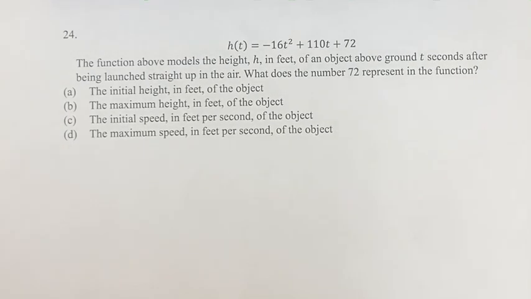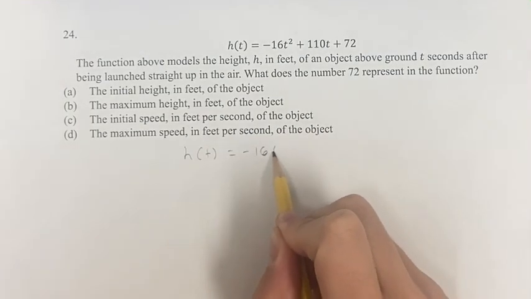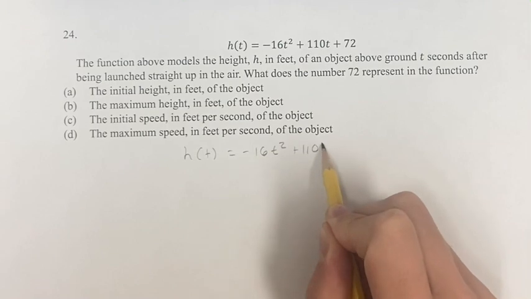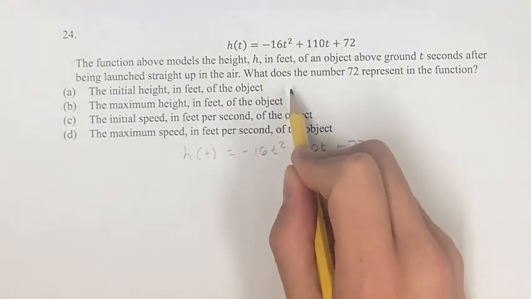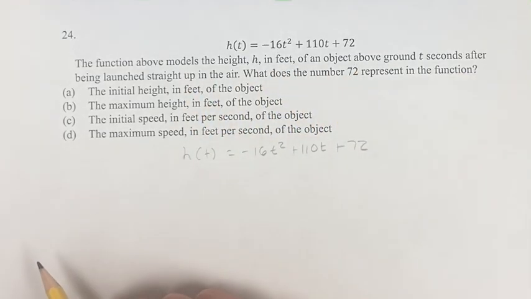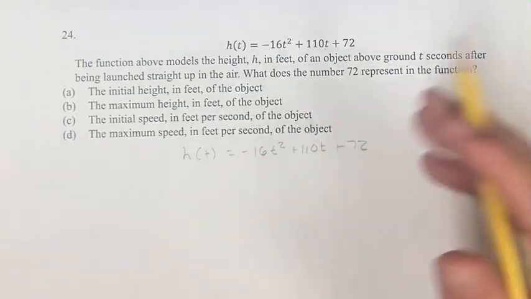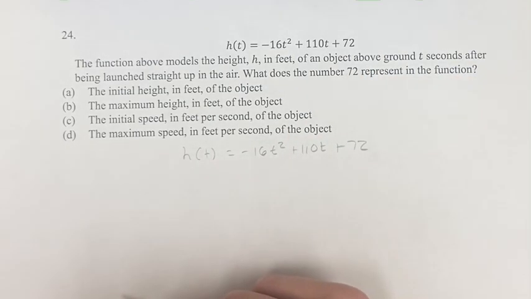In this problem, we have the equation h of t is equal to negative 16t squared plus 110t plus 72, where h is the height in feet of an object above the ground, and t is seconds after being launched in the air. We're asked, what does the number 72 represent in this equation?